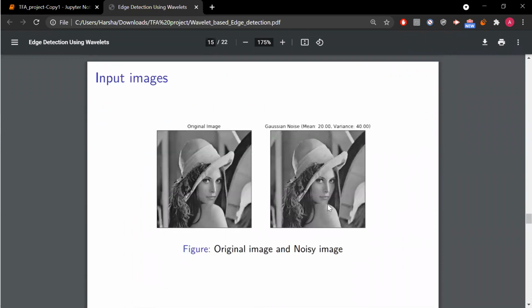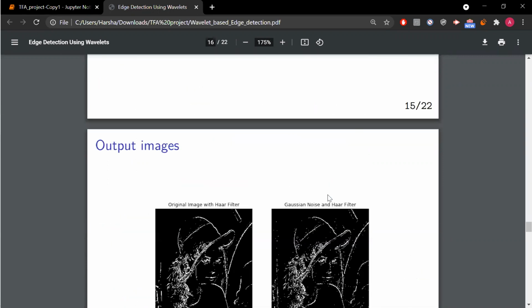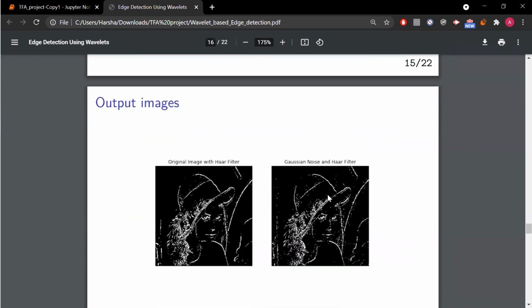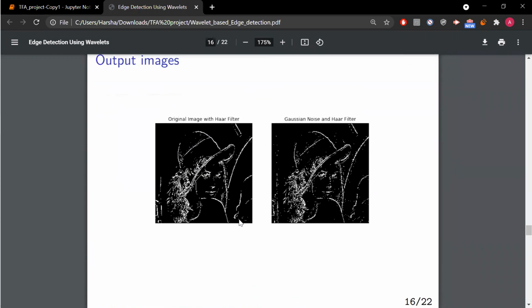So this is our original image, and this is our noise added or noisy image. Next slide. So this is our output for the original image and the noisy image. Here we can observe the edges are captured very well, even with the noise, as without the noise.